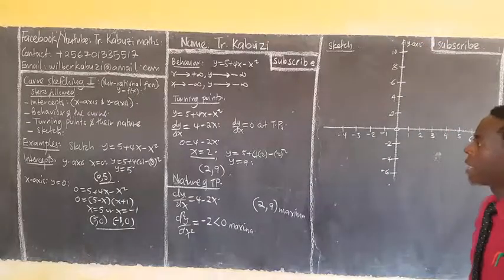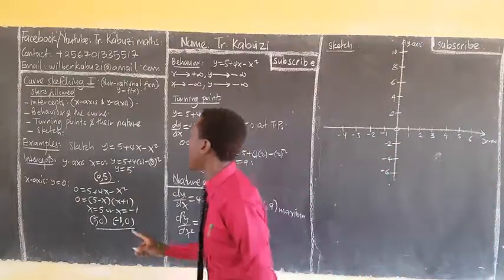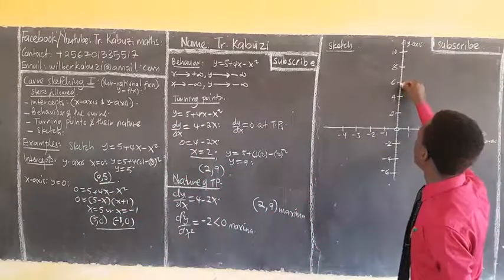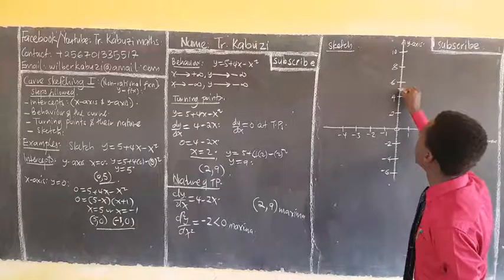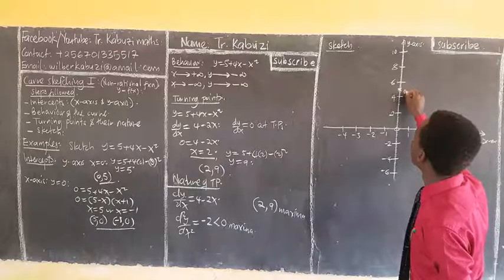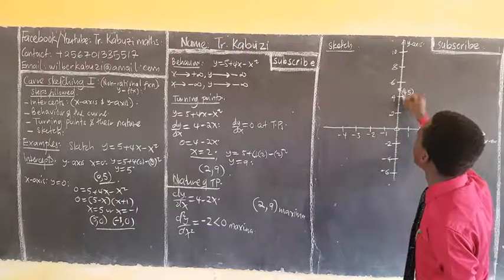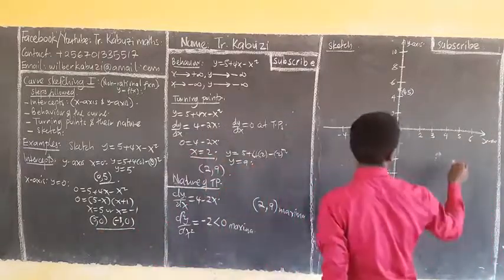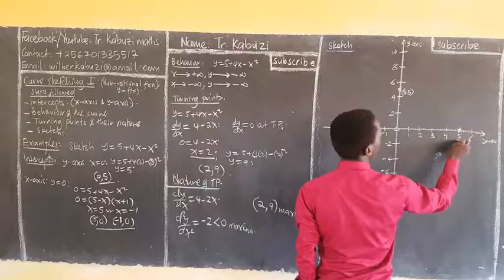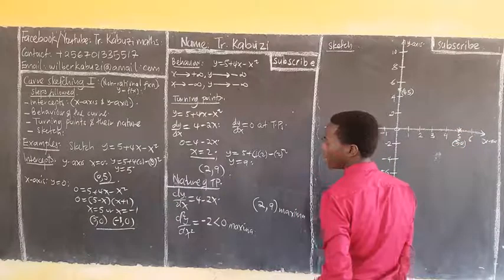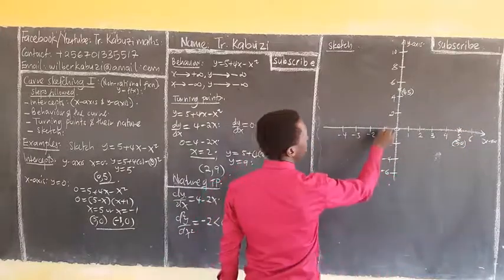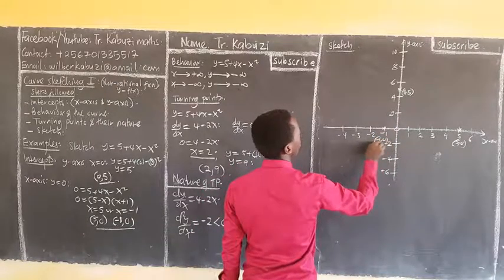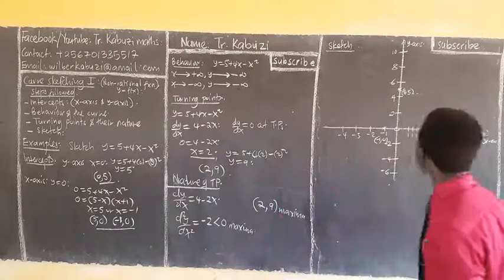Now we start plotting. I start by plotting the intercepts. The first one is (0, 5). That 5 is going to be in the middle of 4 and 6, so my 5 is here. So this is the point (0, 5). Then I come to the next, (5, 0). (5, 0) is here. Then (-1, 0) is somewhere here.